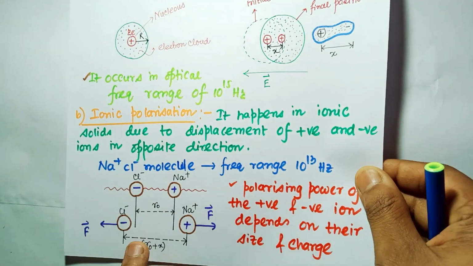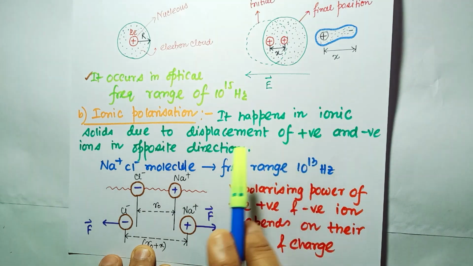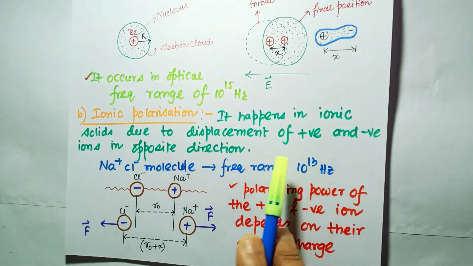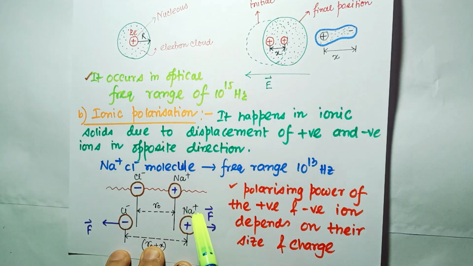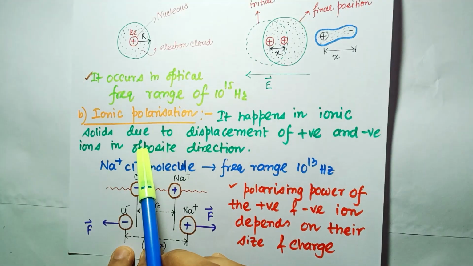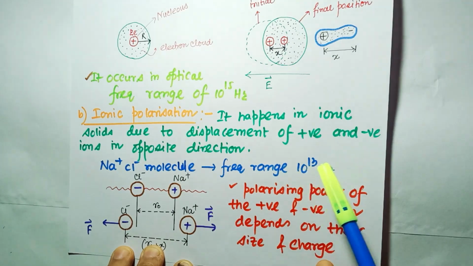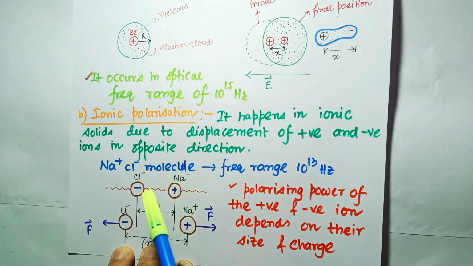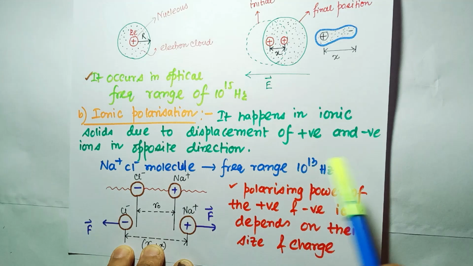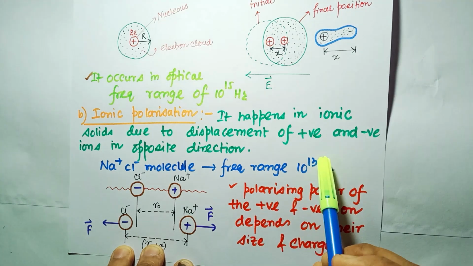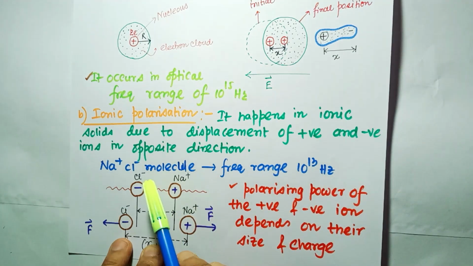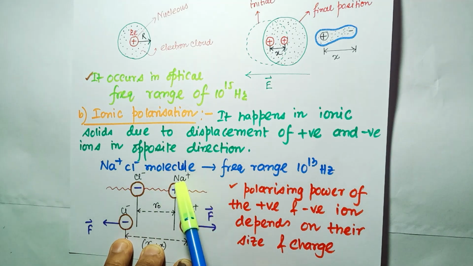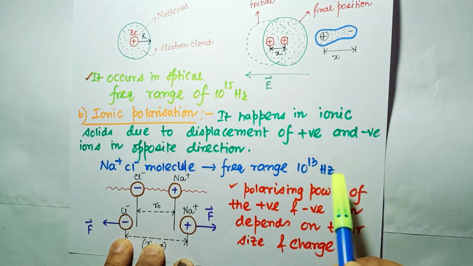The next one is ionic polarization. It happens in ionic solids due to the displacement of the positive and the negative ions. As we all know, an ionic solid is made up of a cation and an anion. So ionic polarization happens due to the displacement of the positive ion or cation and the negative ion or anion in opposite directions. The negative ion will get displaced in the opposite direction of the electric field, and the positive ion will get displaced along the same direction as the applied electric field. Like the NaCl molecule, Na plus Cl minus, an ionic molecule, in the frequency range of 10 to the 13 Hz. This molecule gets separated.